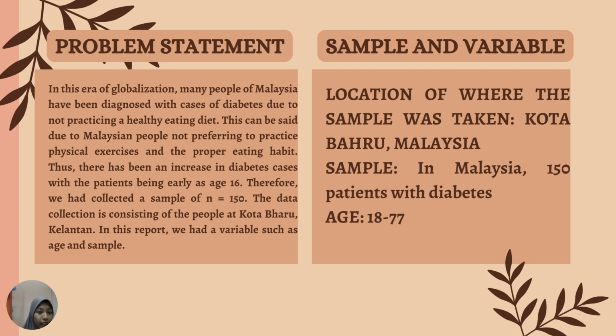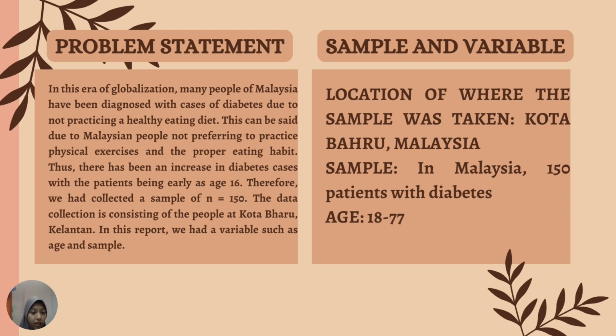The problem statement of this assignment is that in this era of globalization, many people of Malaysia have been diagnosed with cases of diabetes due to not practicing a healthier eating diet. This can be said to be due to Malaysian people not preferring to practice physical exercises and proper eating habits. Thus, there has been an increase in diabetes cases, with patients being as young as age 16. Therefore, we had collected a sample of n equal to 150.